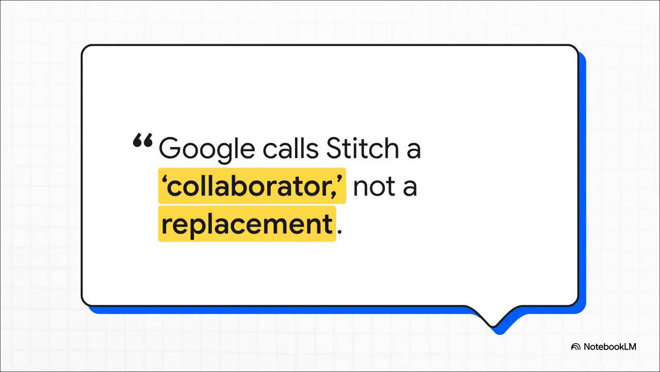And this is a really crucial point. Google is being very careful with their words here. They're calling Stitch a collaborator, not a replacement. And that's key. It means your job isn't about pushing pixels around anymore. Your job becomes being the creative director, guiding this powerful AI to bring your vision to life. It's all about amplifying your creativity, not just automating it.